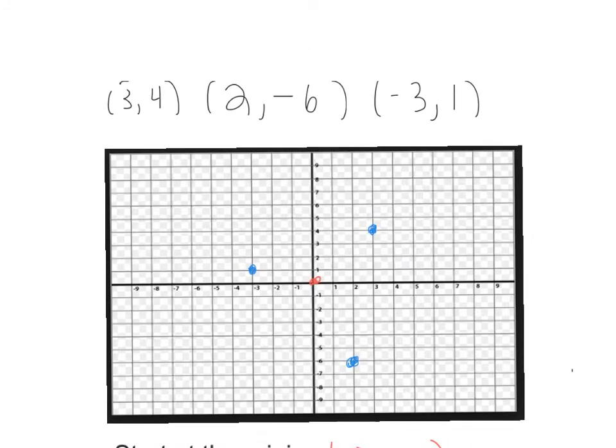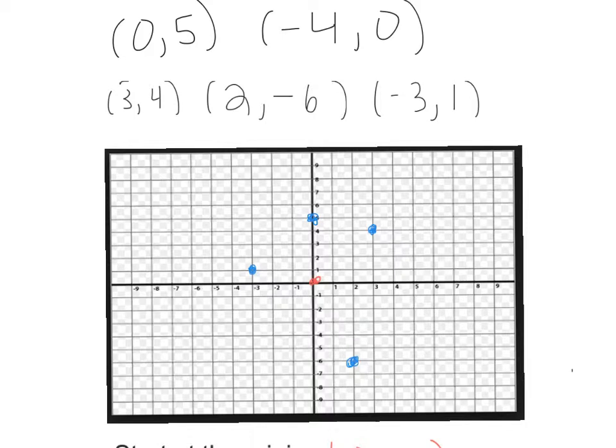The next point that I want to deal with is 0, 5. The point 0, 5, so I want to start at my origin. The 0 tells me to move 0 spots to the left or right, so I'll just stay at 0. And then 5 tells me to go up 5 spots. I can put my point right there at 0, 5.